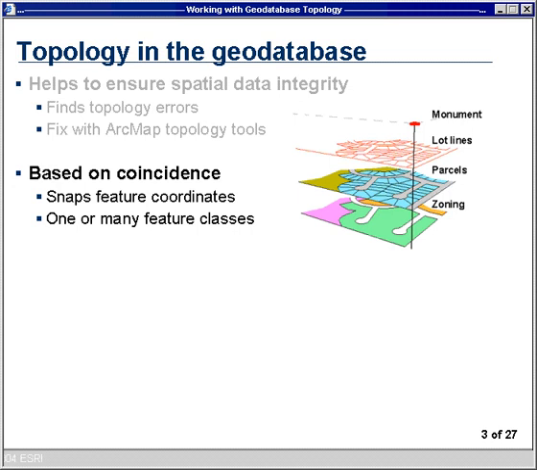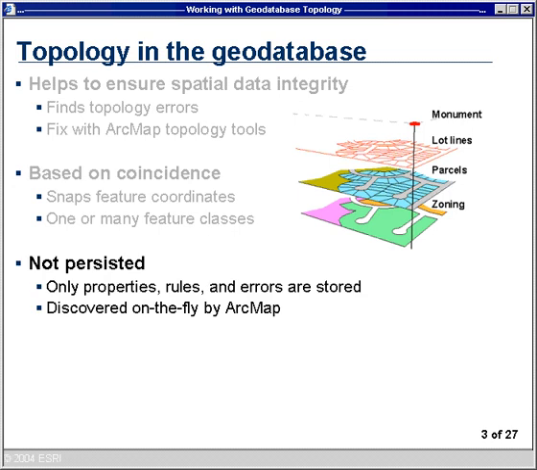So it's based on coincidence. What this means is if you have two polygons next to each other, the line in between them is two lines directly on top of each other, or they're considered coincident within a cluster tolerance that's user-defined. It can be between one or many feature classes that are contained within a feature dataset. So it's not persisted. It only stores properties, rules, and errors in the actual topology class. And the topological relationships are discovered on the fly in ArcMap.